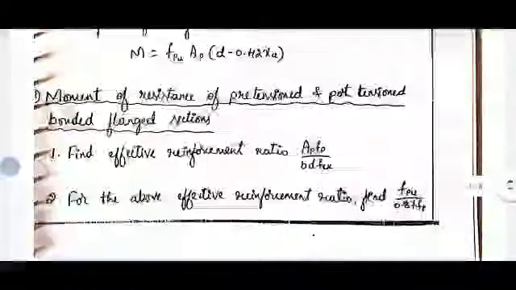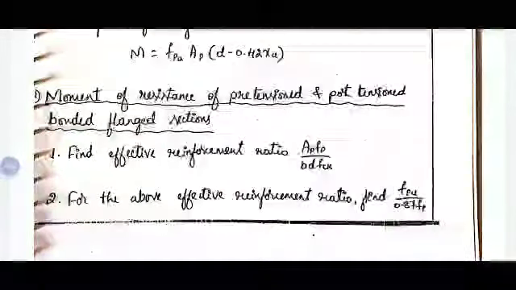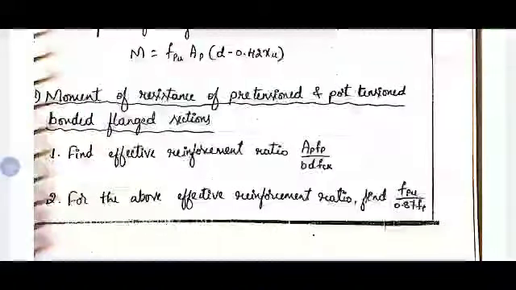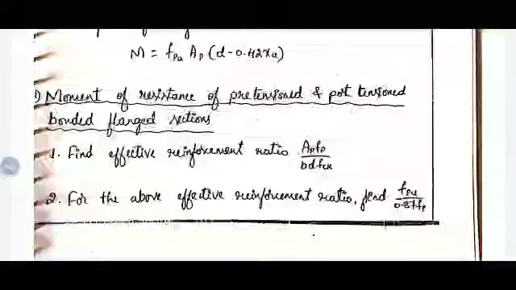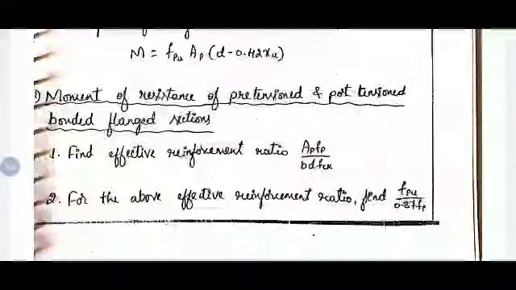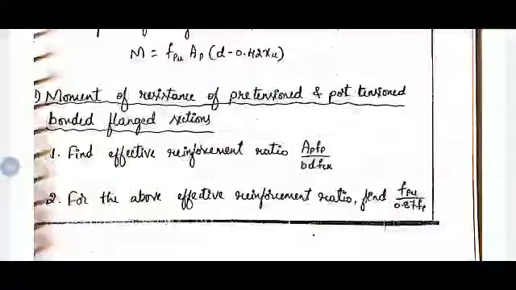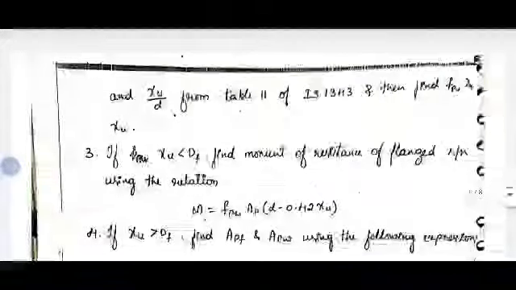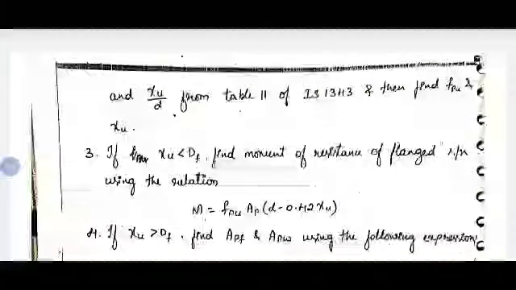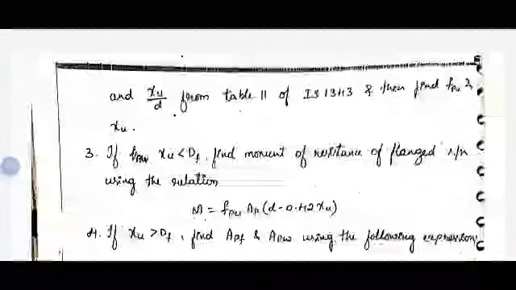Next, moment of resistance of a pre-tensioned or post-tensioned bonded flanged section. Here it may be an I section or T section like that. In case of flanged sections, again the same steps, and a few additional steps will be there with some conditions. First we need to find out the effective reinforcement ratio. Then after the effective reinforcement ratio, we need to find out FPU and XU value by using the IS 1343 code book.